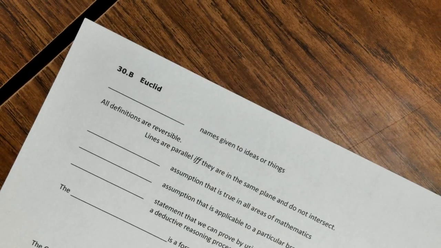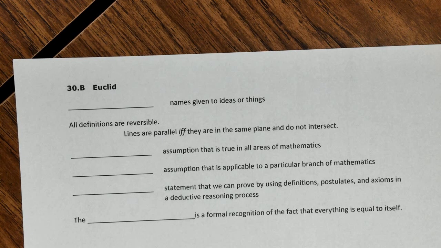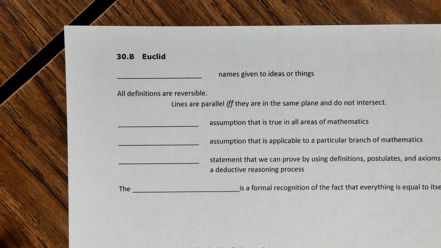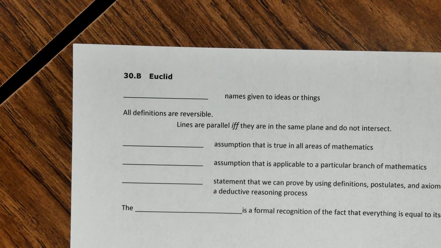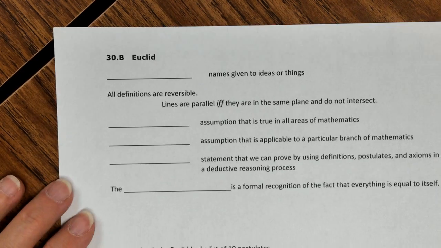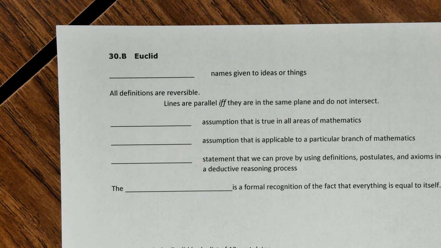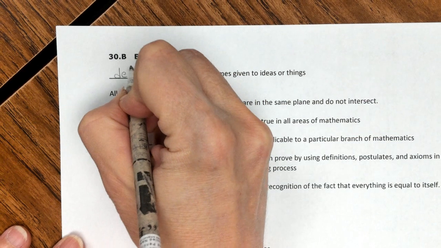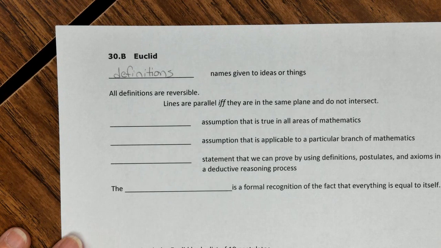Whoops, wrong page. Part B is about Euclid. First, actually, we're starting with some definitions. Then we're going to get to this list of 10 postulates that Euclid had come up with, which will be very useful in our reasoning processes. So, names given to ideas or things, that would be definitions.